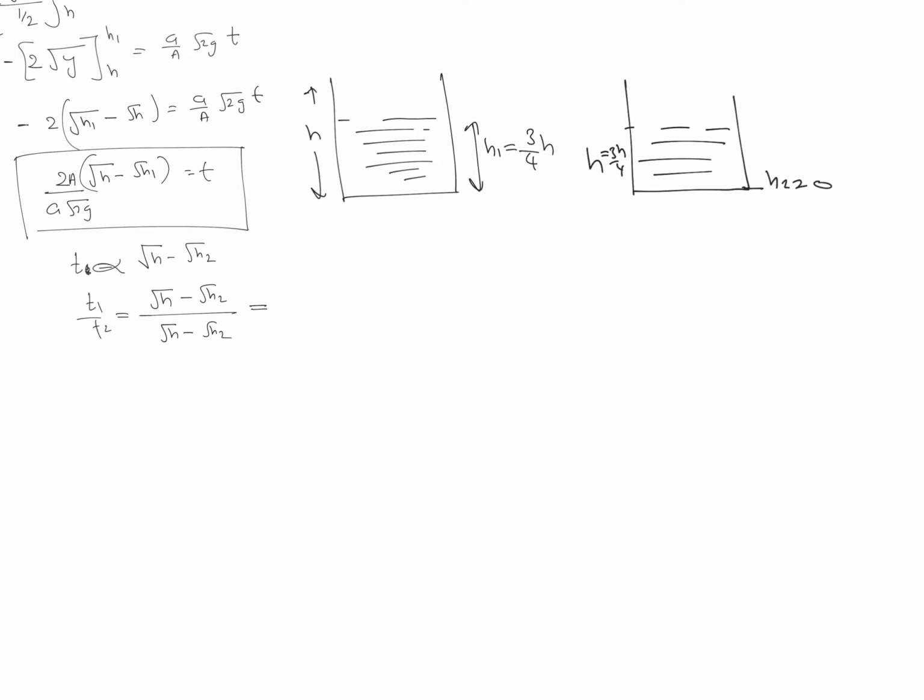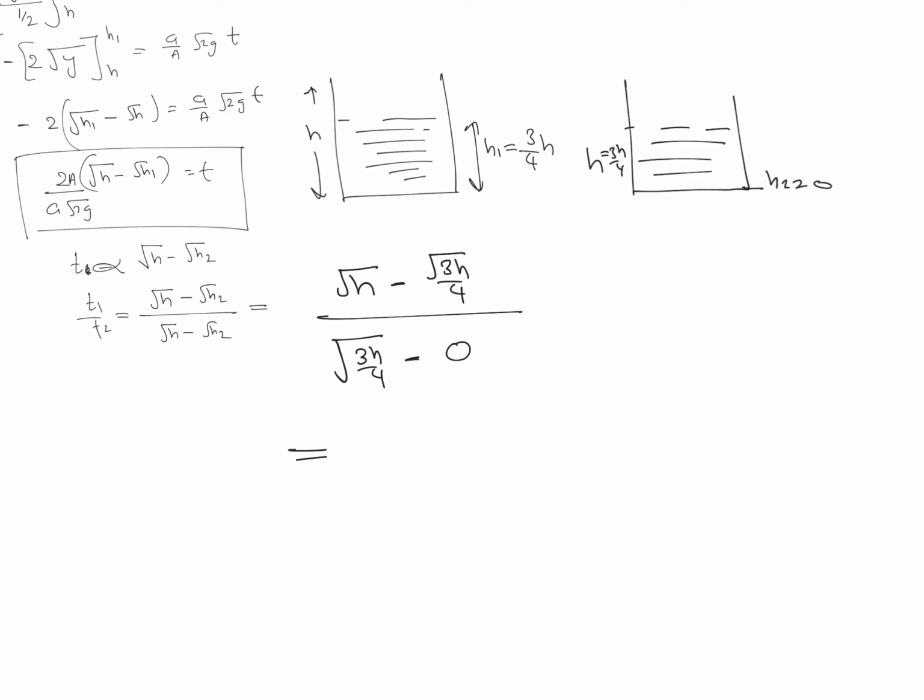So now we can put the value over here. In the first situation, root of h minus root of h2 is nothing but root of h minus root of 3h divided by 4, divided by, in the second situation, root of initial height 3h divided by 4 minus the value of final height, which is equal to nothing but 0. So we can find out the answer for it.